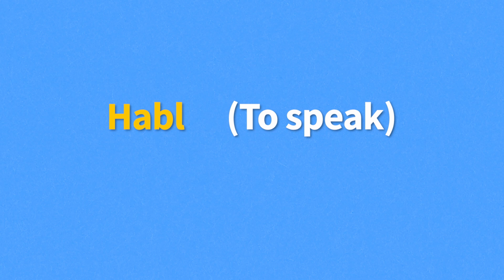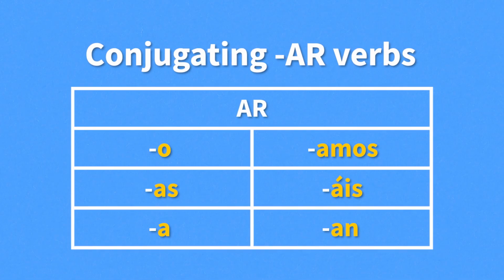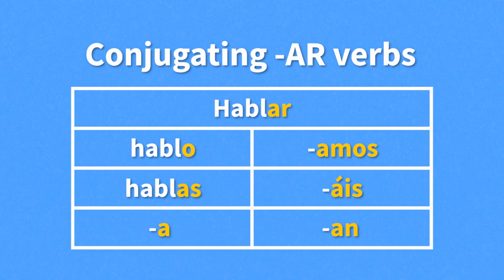First, you take the verb in its infinitive form and drop the AR, so you're left with the stem. Then you add these specific endings to the stem. For the first person singular, yo, add O. Yo hablo. For the second person singular, tú, add AS. Tú hablas. For the second person formal, usted, add A. Usted habla. For the third person singular, él, ella, add A.